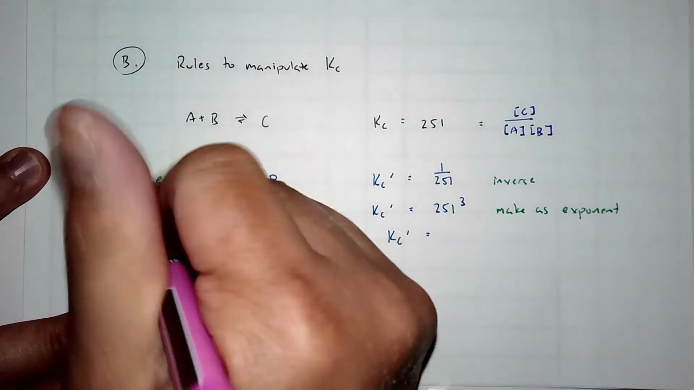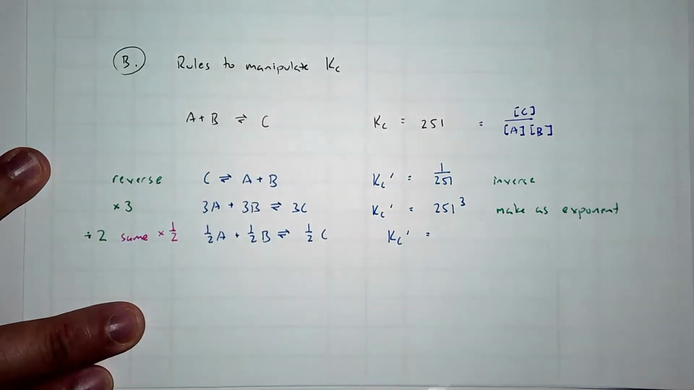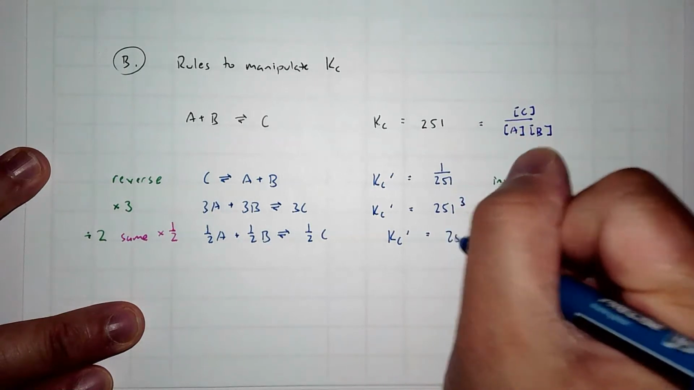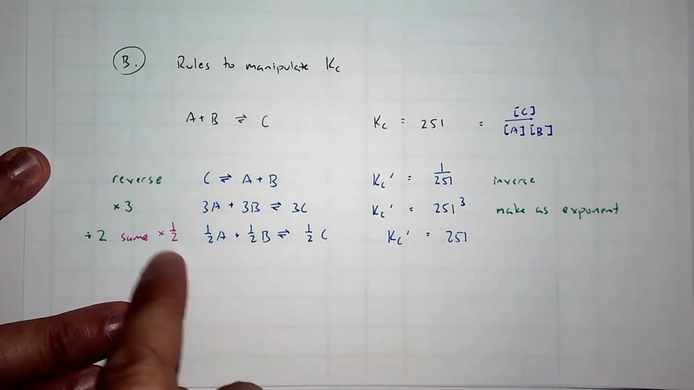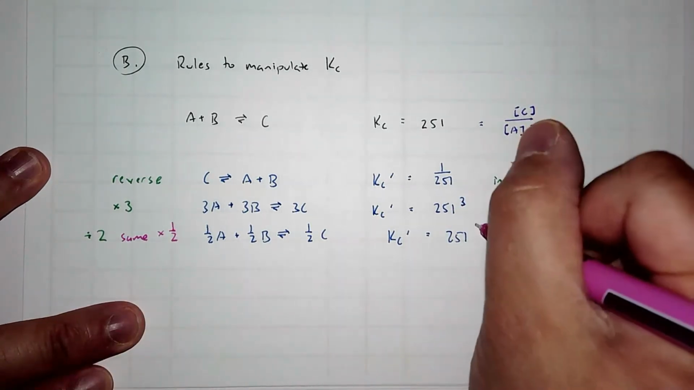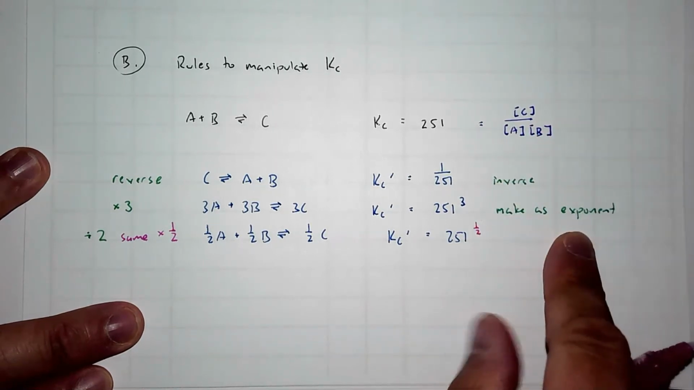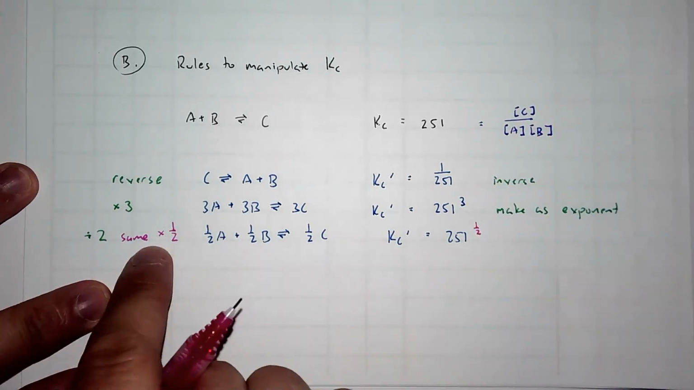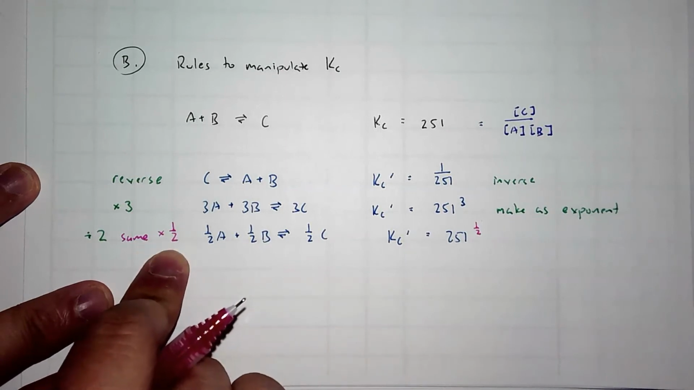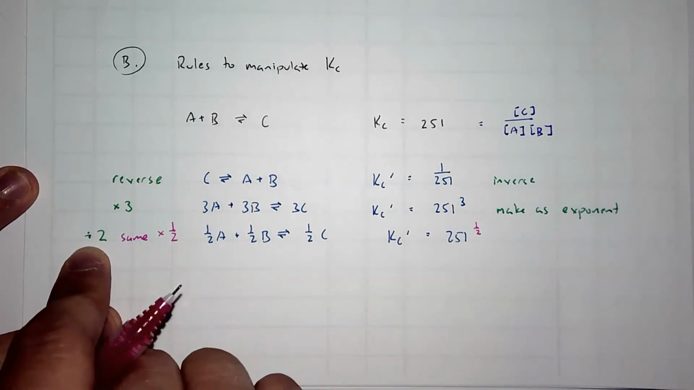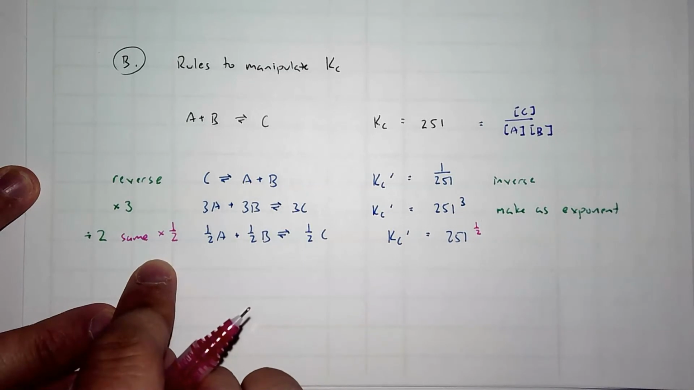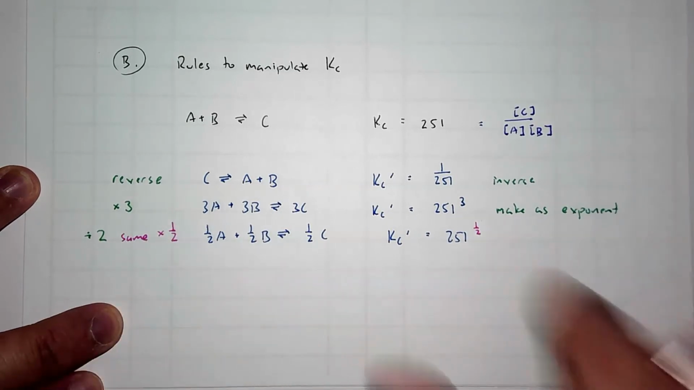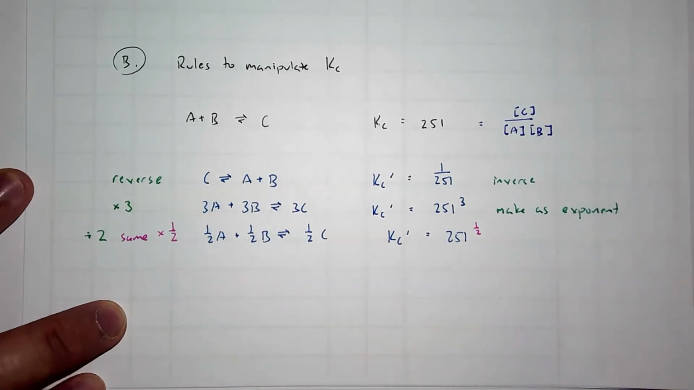Dividing by 2 is the same as multiplying by 1/2. So you're going to take 251 and you're going to put the exponent as 1/2. It's the same rule. Make it the exponent, but you have to express your change as a multiplication. So if you divide by 5, that's the same thing as multiplying by 1/5. 1/5 goes as an exponent. Okay.